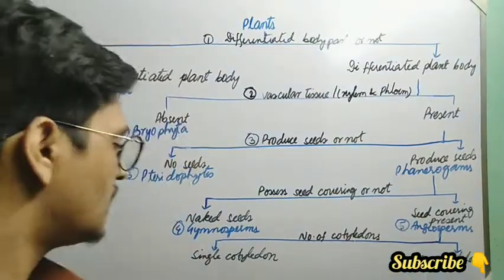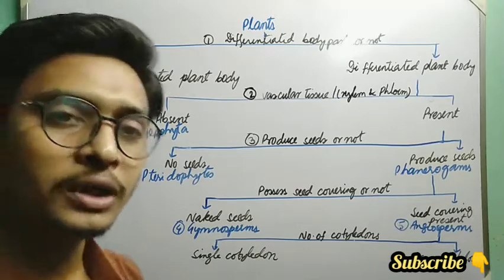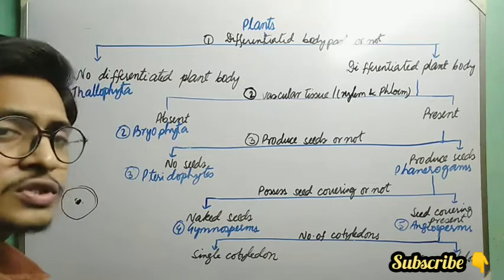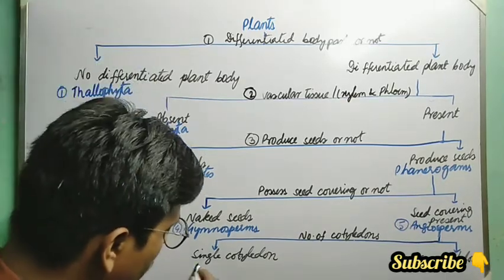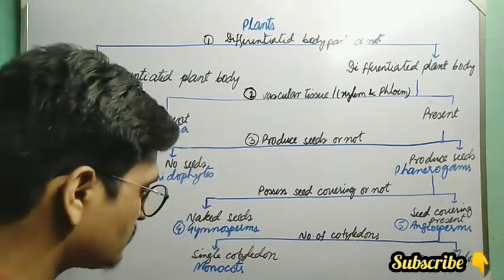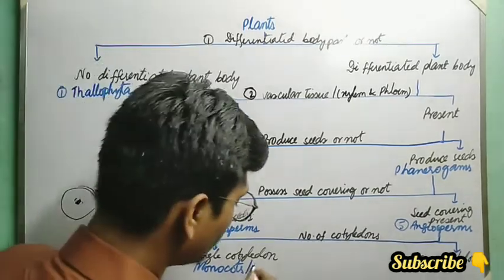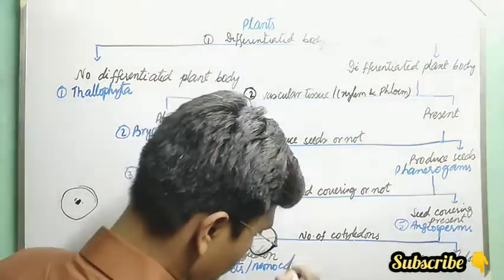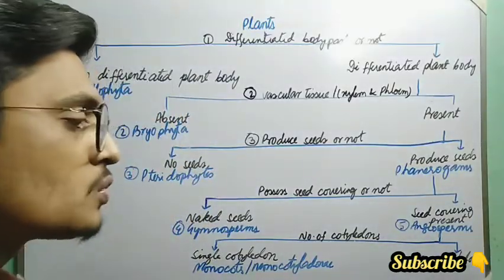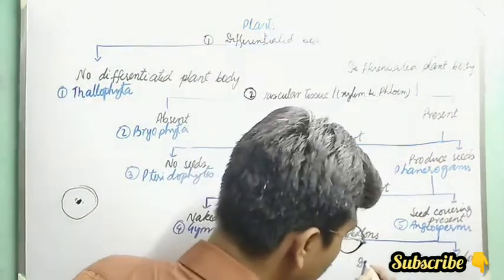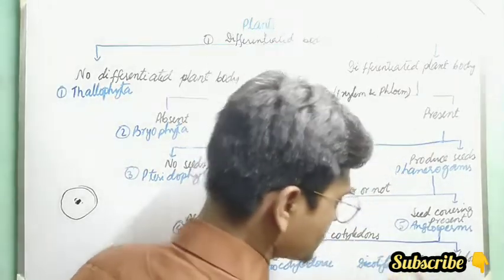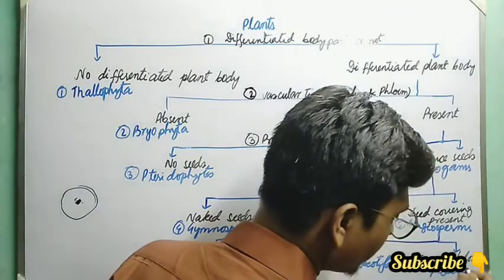into two types, that is whether they have a single cotyledon or they have two cotyledons. Those seeds which possess a single cotyledon are known as monocots, and it is also known as monocotyledony. And those seeds which have two cotyledons are known as dicotyledony, and simply they are called as dicots.